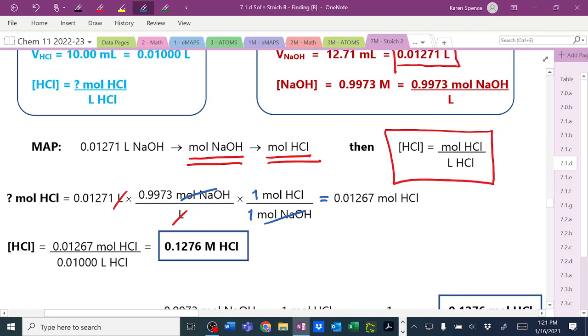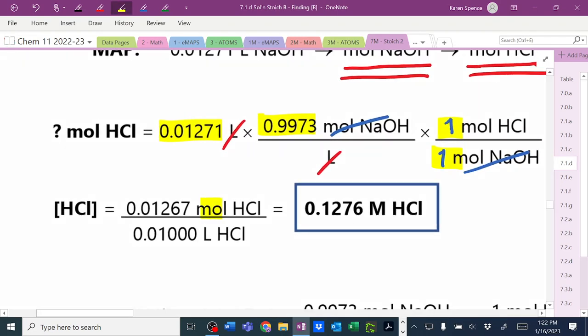Would it be okay at this point, because I want concentration of HCl, to divide by my 0.0100 liters? Is that good or is that bad? That's bad because this calculation is equal to that number. It's not equal to that number divided by 0.01. So we have to do that on a separate line, all by itself. Concentration is the moles over the liters. And we know because we measured out 10 milliliters of the HCl, and that's what we got.